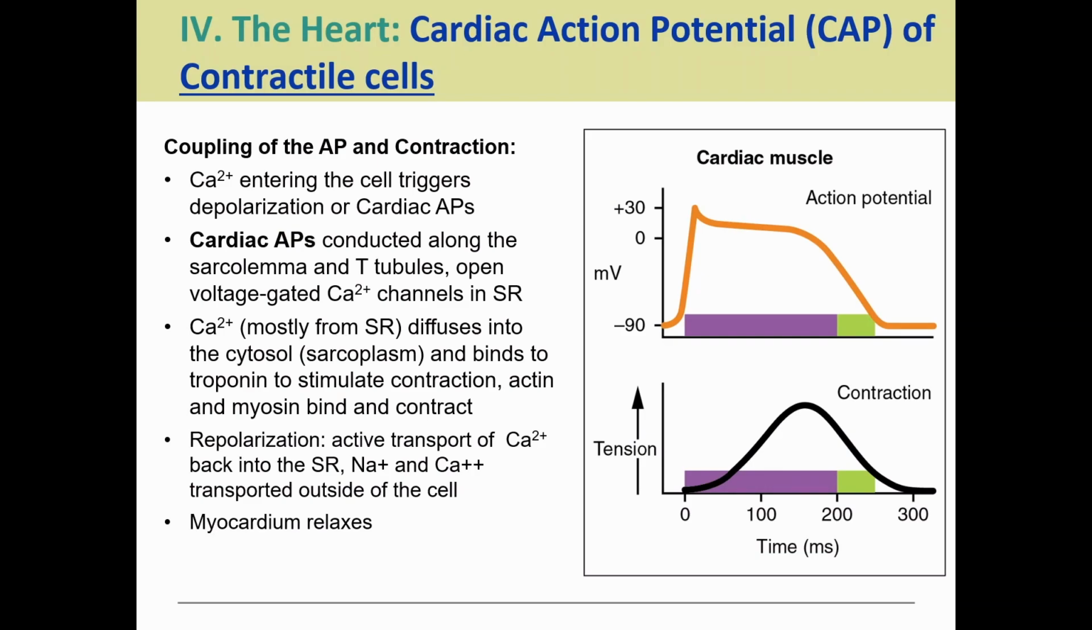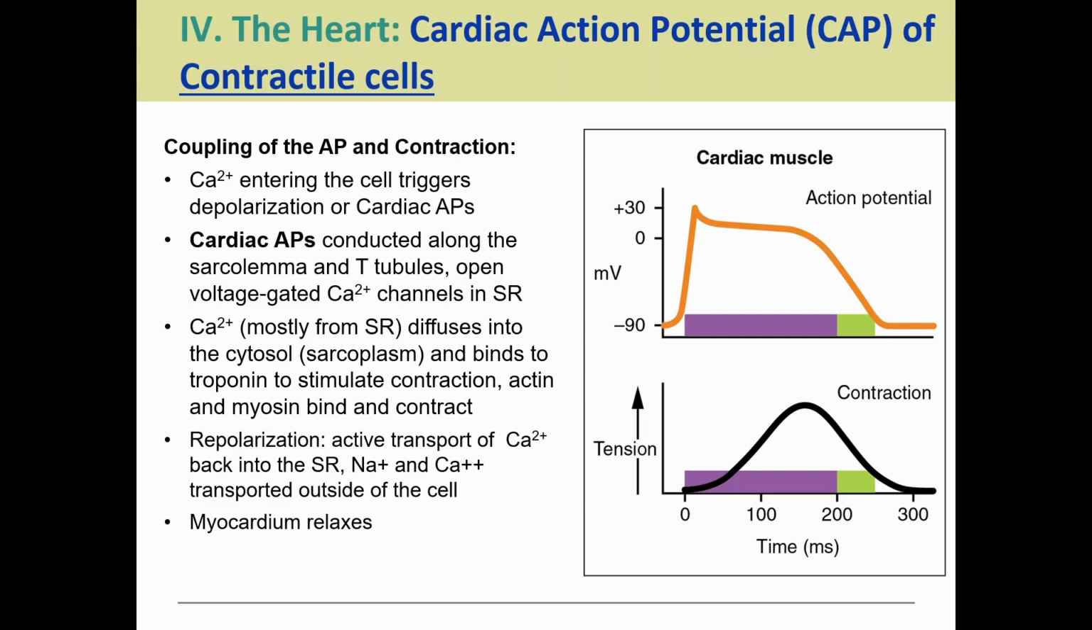If we look at how we can couple the action potentials with the contraction, here we see the cardiac action potential. Remember we have that plateau right here. We go from -85 up towards a positive number, because calcium is entering instead of sodium. We have depolarization, and then we conduct this along the sarcolemma tubules to open the calcium channels.